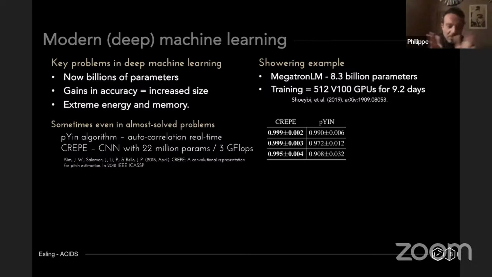So it's not to shoot in the face of those authors. I mean, CREPE is amazing, but for pitch detection, for instance, not even multi-pitch detection, there was this algorithm called PYIN, which is autocorrelation based. So basically it has maybe 2 parameters, and it gets you 99% accuracy. And then with the CNN, with 22 million parameters and 3 gigaflops computation, you gain like 0.009 accuracy. So I'm wondering, is it really worth it?